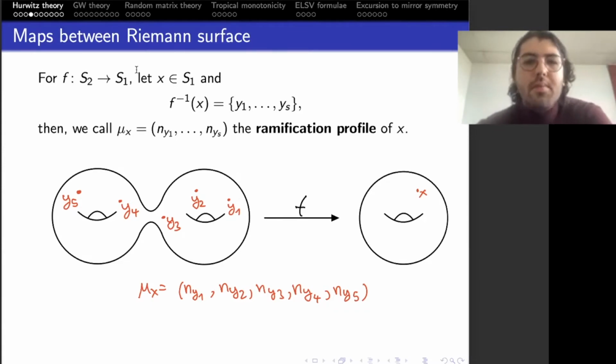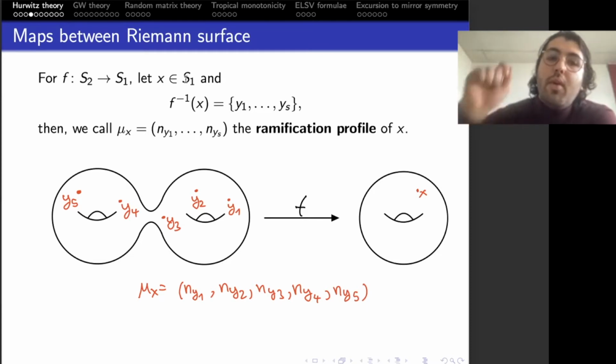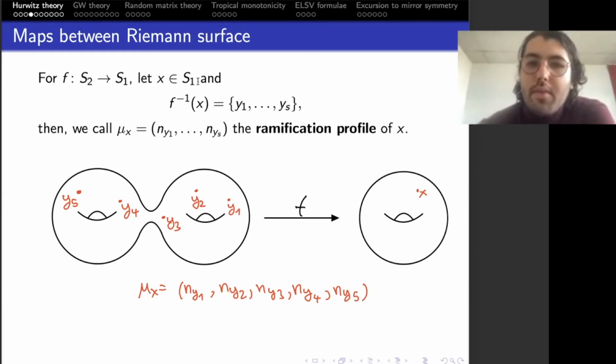Okay, so let's introduce some more notation. So once again, we look at a holomorphic map, non-constant between two compact Riemann surfaces, and now we take a point in the image curve. So we take a point x in S1. And then the first observation here is that the pre-image of x is always a finite set. So this is always true. And then we associate to x a tuple of positive natural numbers, namely the tuple mu_x, which consists of the ramification indices in the pre-image of this point x. And so this tuple of ramification indices in the pre-image is called the ramification profile of x.